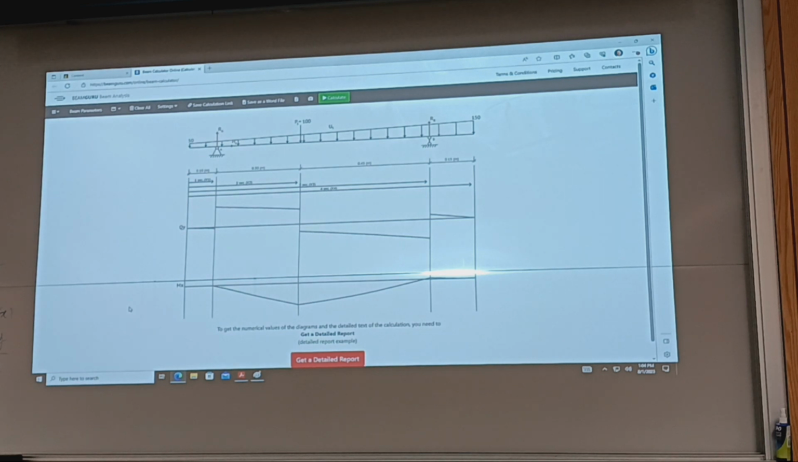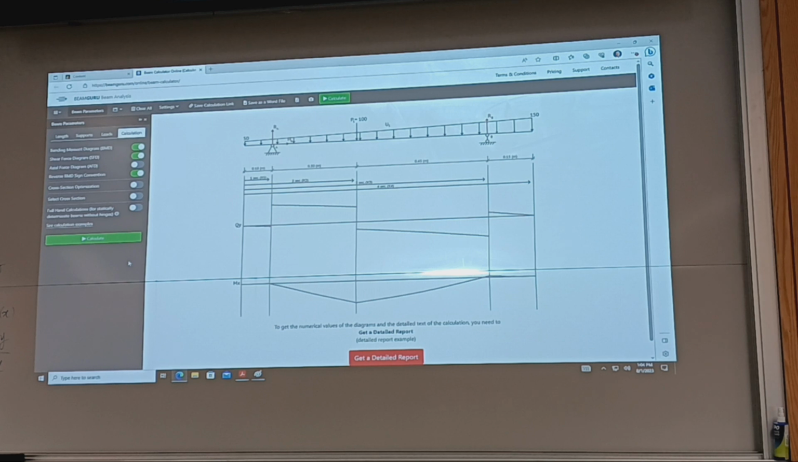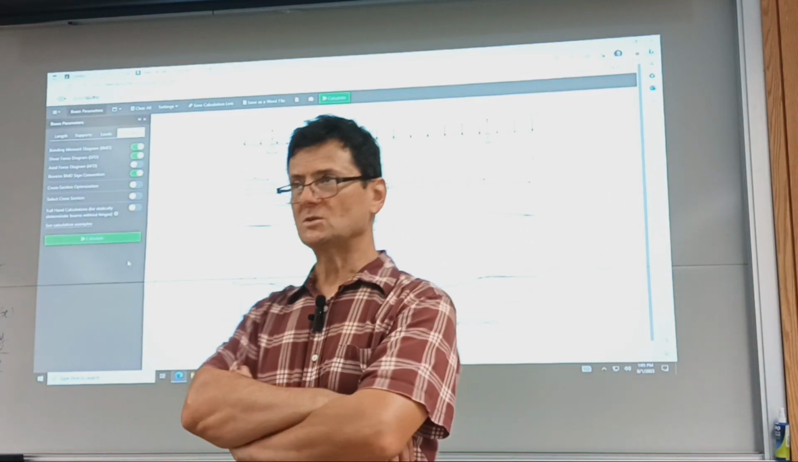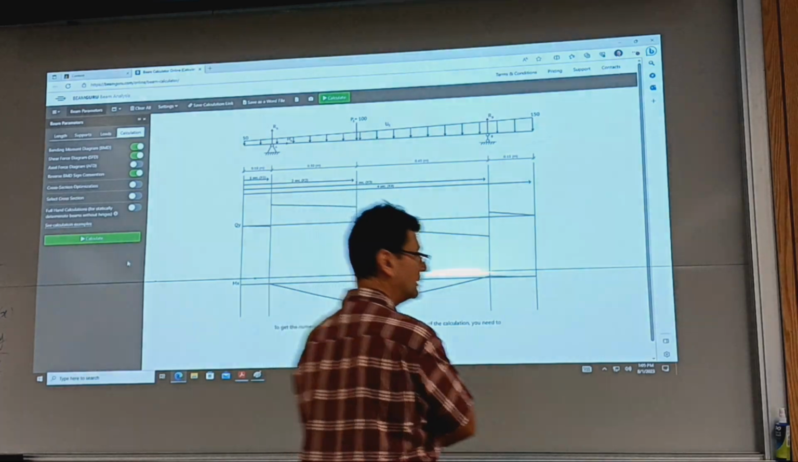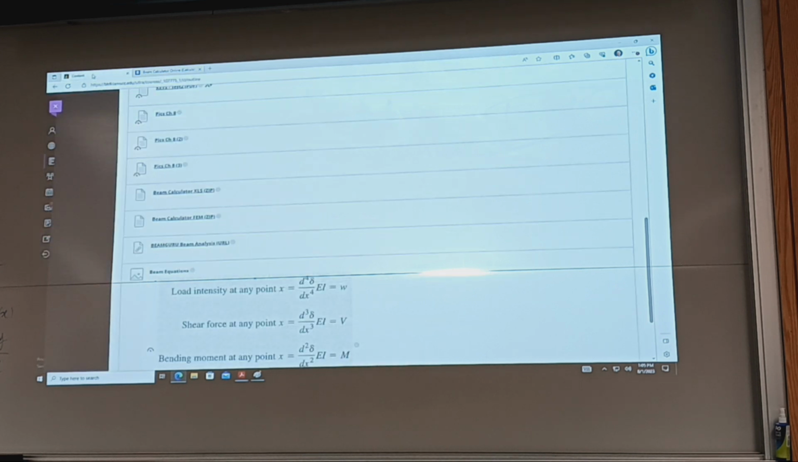Calculate. And yeah, these are the shear force and bending moment diagrams. Let's see the beam parameters. What does it say? Bending, shear force, axial force, reverse bending moment diagram convention, cross-section optimization, select cross-section, full hand calculation. So this is just for shear force and bending moment diagrams. I was telling you I saw this on some capstone presentations, and I remember it's Beam Guru. So you may use this quickly to verify work. Of course, you cannot do it at an exam.